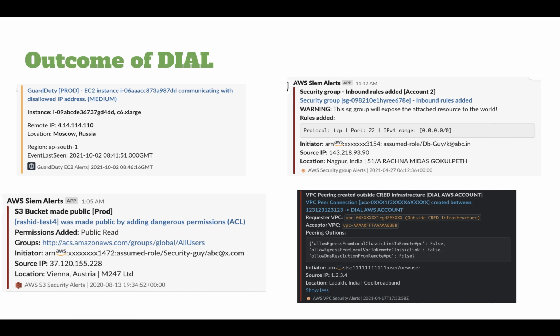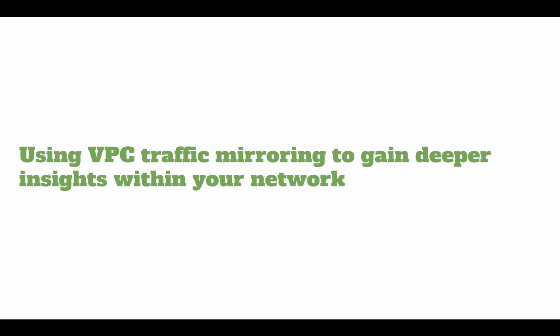And then on the bottom right, if you see, somebody created a VPC peering outside our infrastructure, right? So, as the organization grows, there are tens of people working with tens of different teams, and it gets kind of difficult to know who is doing what for what use cases. So, Dial helps us to monitor everything in one single place and keep a hawk eye on all such kinds of changes which are made in our infrastructure. So, this was about using Lambda to build your own cloud security misconfiguration detection tool.